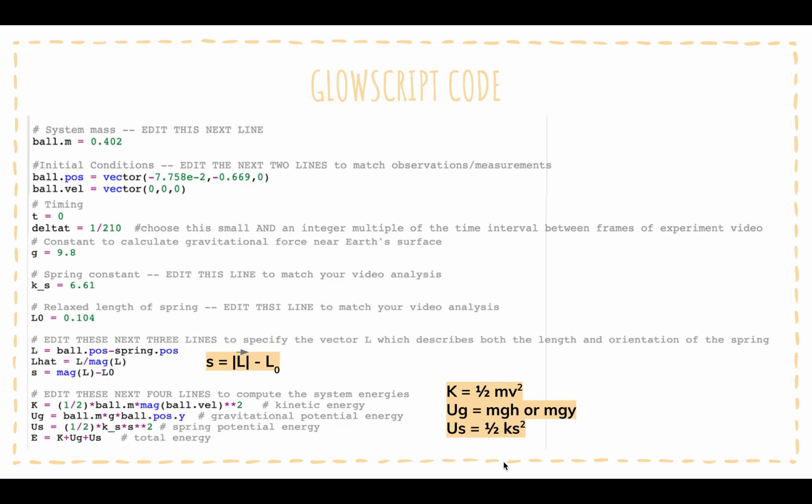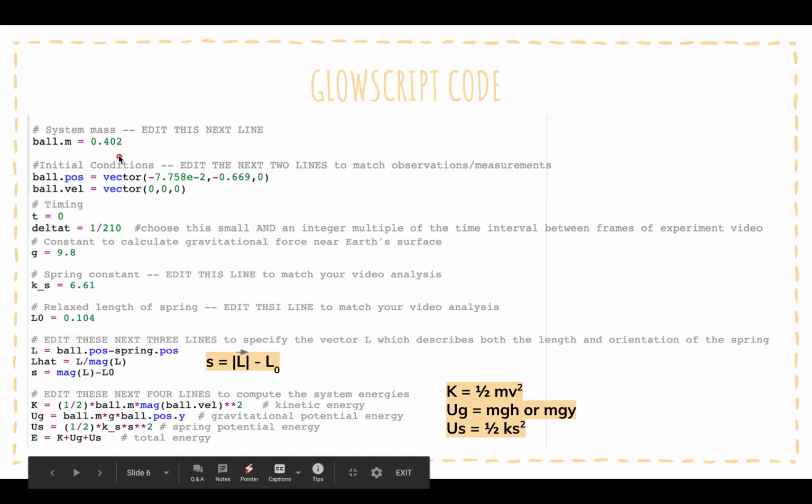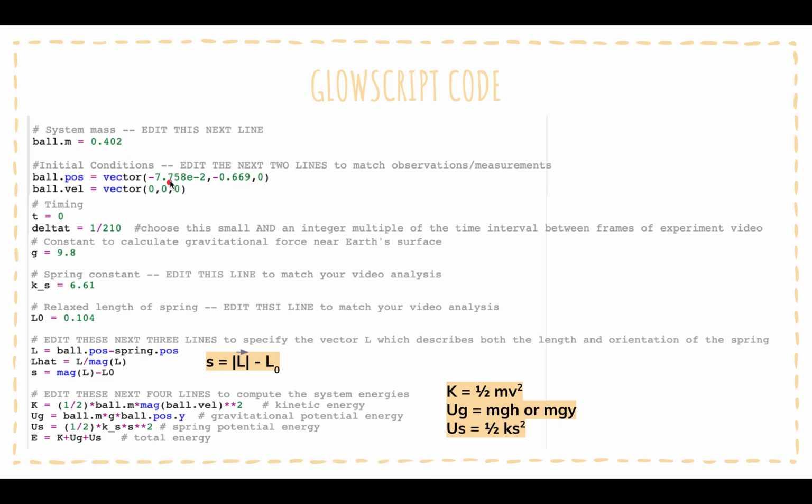Some initial conditions that needed to be inputted were the mass, which was given as 0.402 kilograms. The initial position was found in Tracker to be negative 7.758 times 10 to the negative 2 in the x direction and negative 0.669 in the y direction. The initial velocity is the zero vector since the object was initially at rest. Next, I inputted the spring stiffness and the relaxed length of the spring, which was calculated in the previous slide. For the spring force, the L vector is calculated by subtracting the spring's position from the mass's position. L hat is calculated by dividing the L vector by the magnitude of that vector.